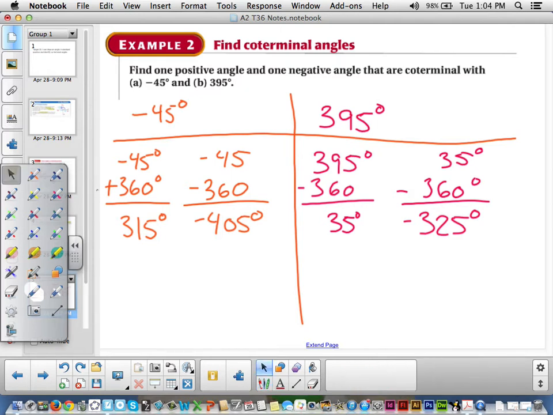And again, to get coterminal angles, you just add or subtract rotations. On the first one, we added a rotation and subtracted a rotation from the original angle. On the second one, from the original angle, we subtracted a rotation, and then we did it again. So we're just taking off rotations, and we end up in the same spot.